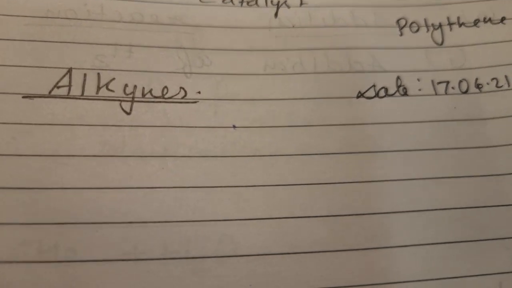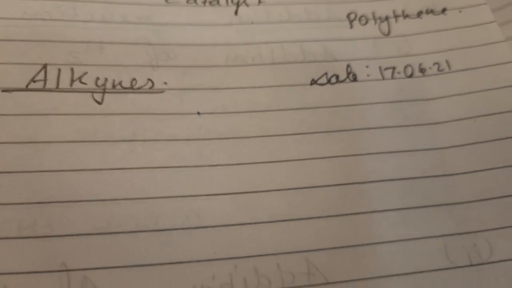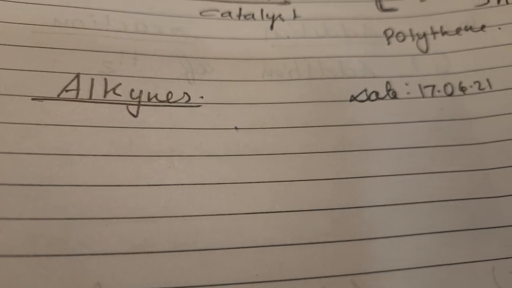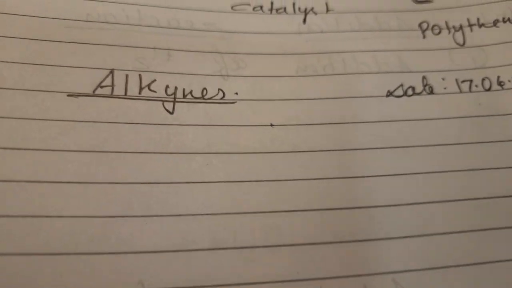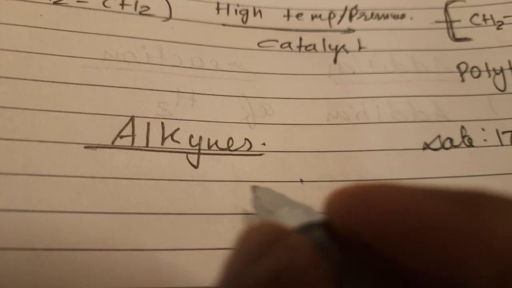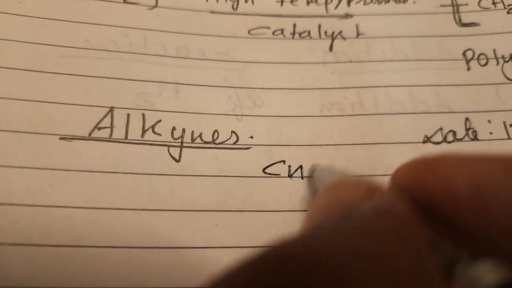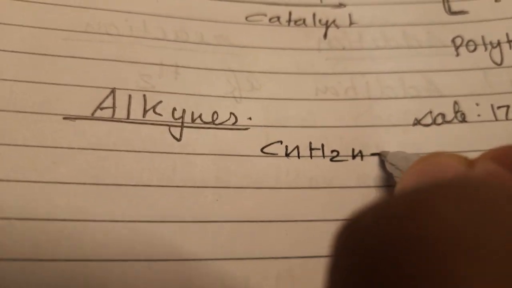Good morning, dear children. Today we will see alkynes and their chemical properties and preparation of alkynes. So, the alkyne general formula we all know. This is CnH2n minus 2.